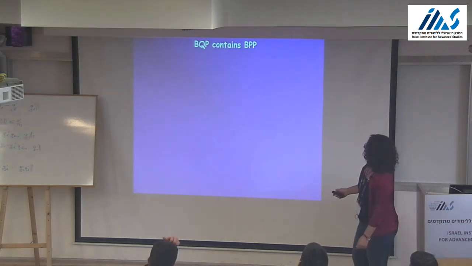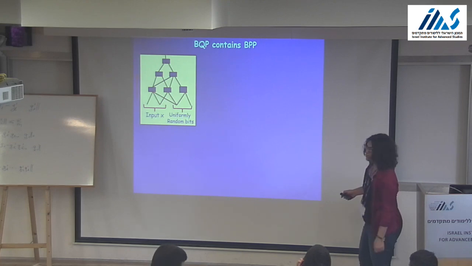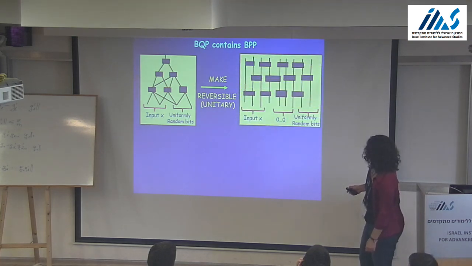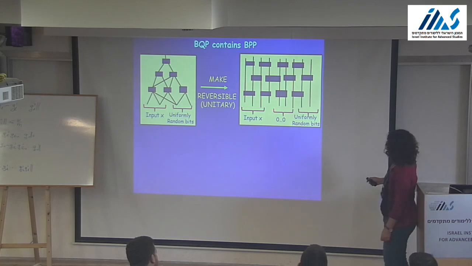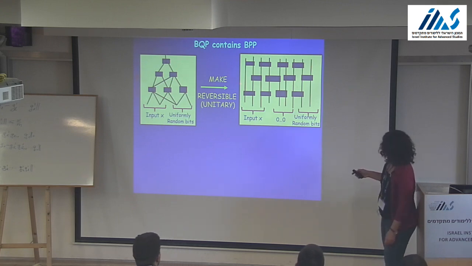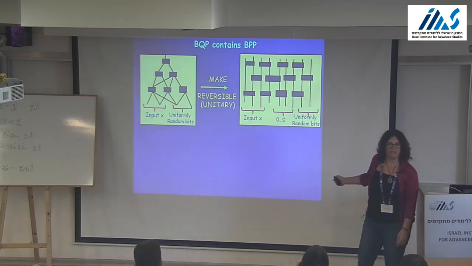That's P. What about BPP? Actually, same thing. You start from a randomized circuit, and you make it reversible, unitary that is, by adding these zeros, and everything is now unitary versions of Toffoli and NOT gates. And the only thing that's missing in order to show that this is a quantum circuit, there's something missing. Can you see?